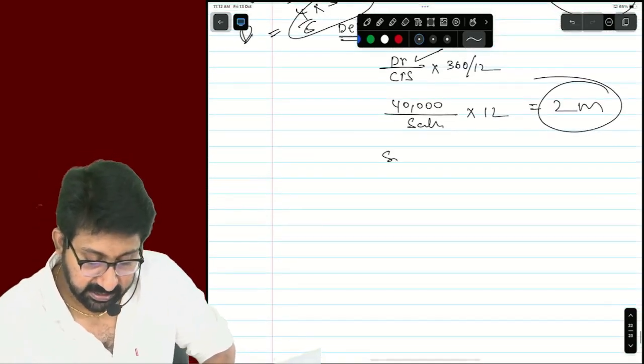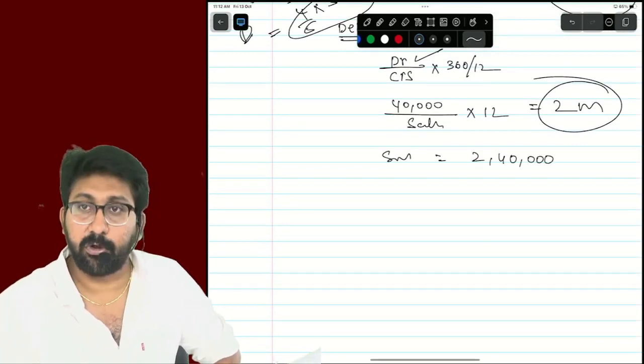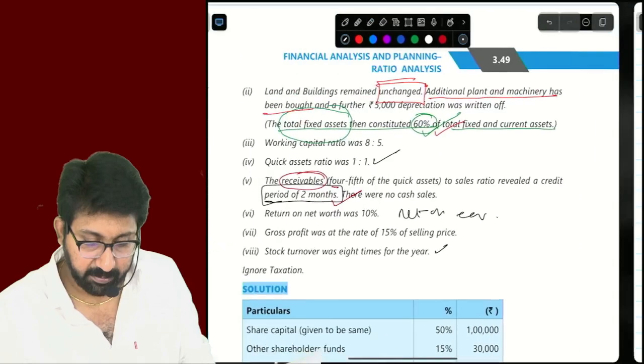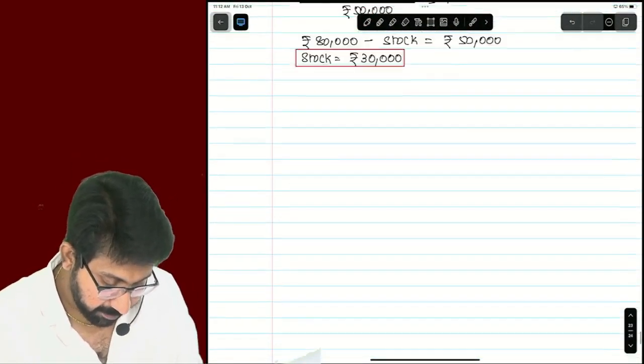How much is the sales value? Sales equal to 2,40,000. Shall we do it together in the notes now? Please keep the headings on. Very important adjustment in this question. Step number 5.